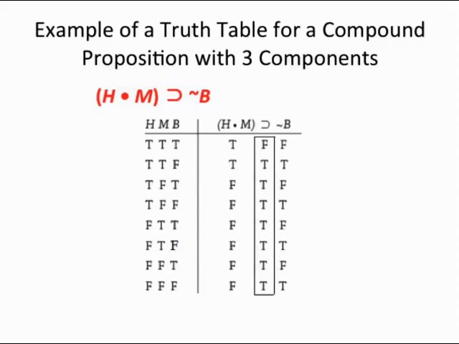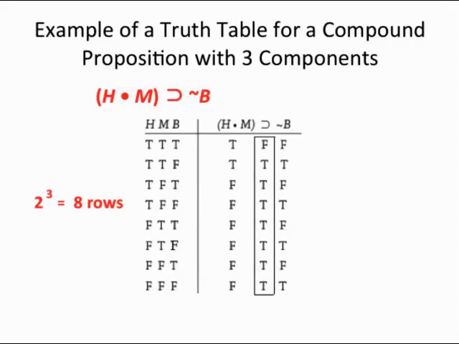By the way, you can compute the number of rows you'll need in any given truth table by taking base 2 and raising it to the power of the number of simple statements you have. In this case, we'd have 2 to the 3rd power, or 2 times 2 times 2, which is equal to 8 rows.